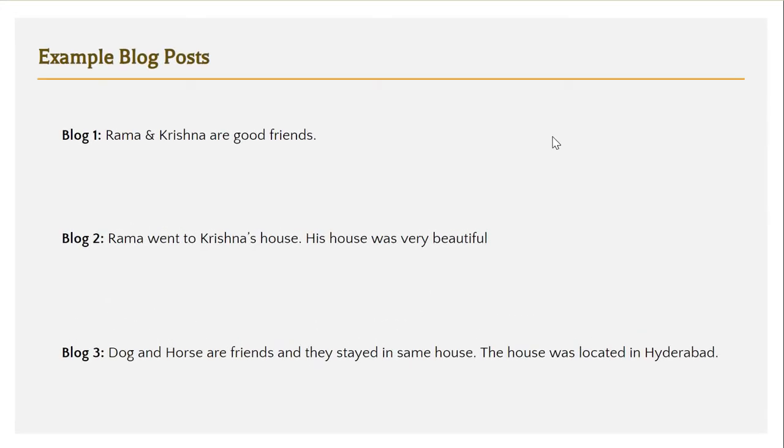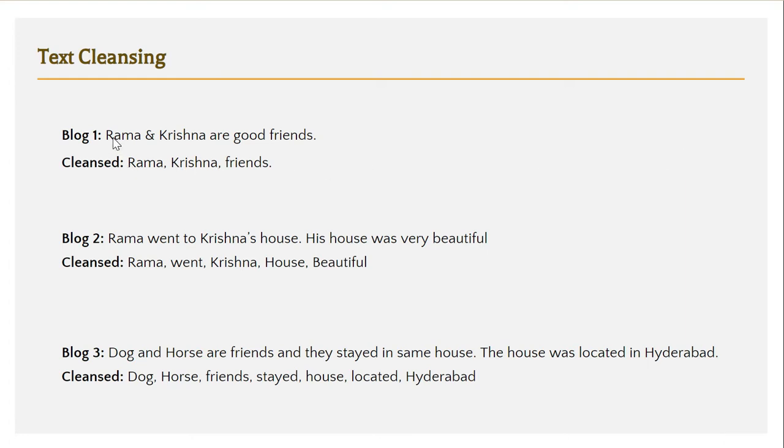Okay, so let's quickly recap what we have discussed until now. We have considered these three as our example blog posts, and as a next step we have cleansed all these blog posts. That is, we have removed all the unnecessary words which don't add to any topic, like are, good and all those, and we call them stop words. So we have removed all those words and cleansed the text.